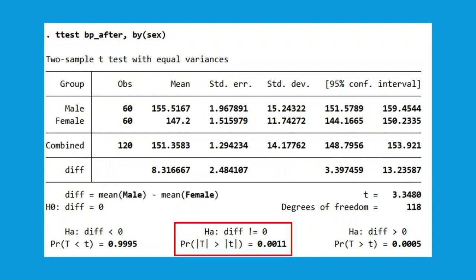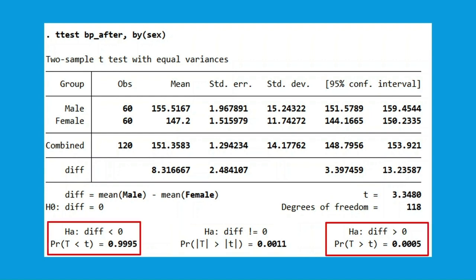This is the p-value for a two-tailed test. That means the result should be different than zero. Could be higher, could be lower than zero, but it's different. This is a two-tailed test. And this number, the Pr, is the p-value. Those other two numbers are the p-values for one-tailed tests. So depending on where the tail is, you're going to look for the different p-values.